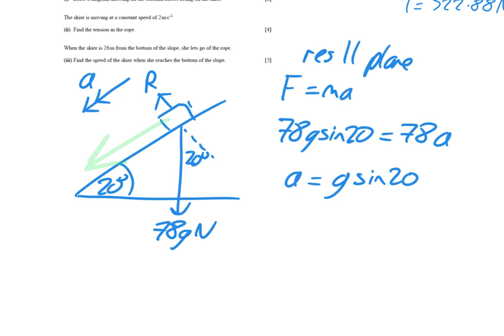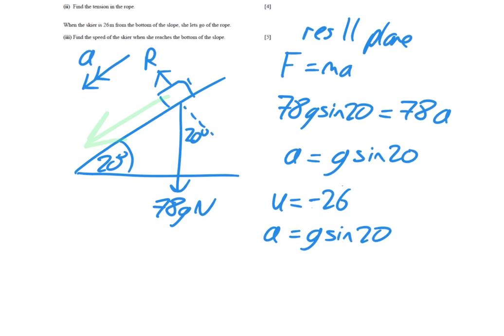So if you consider, I'm going to use SUVAT, and I'm considering anything going up the slope as being negative. So she initially was going along at a speed of 26 up the slope, but I've just said, remember, that's negative. So anything going up the slope is negative. She's accelerating down the slope. So down the slope, the acceleration is going to be positive g sine 20.